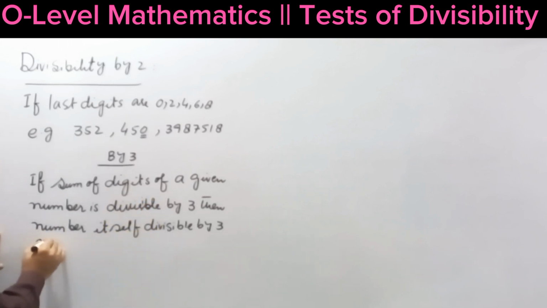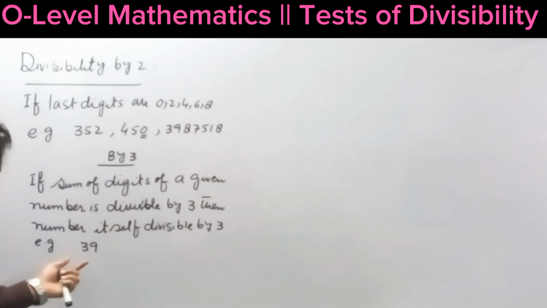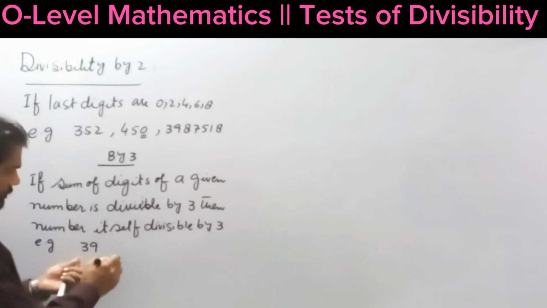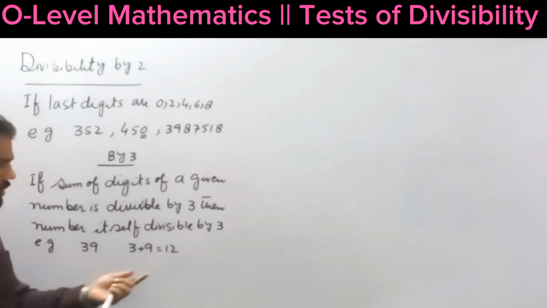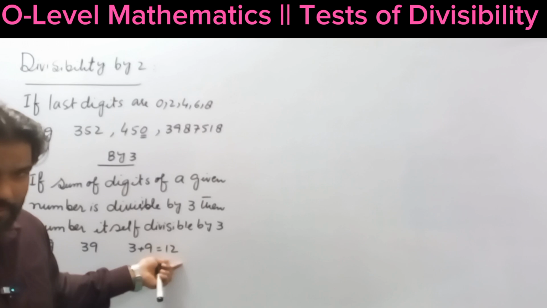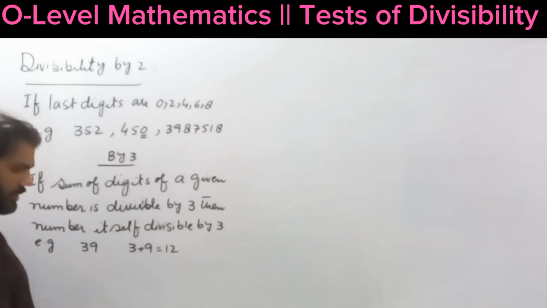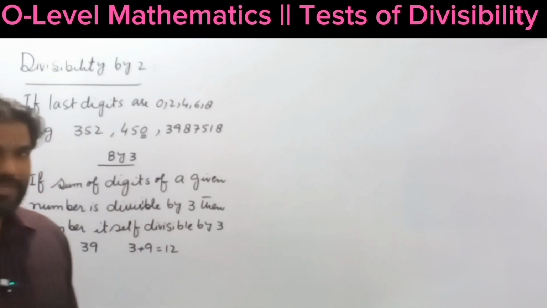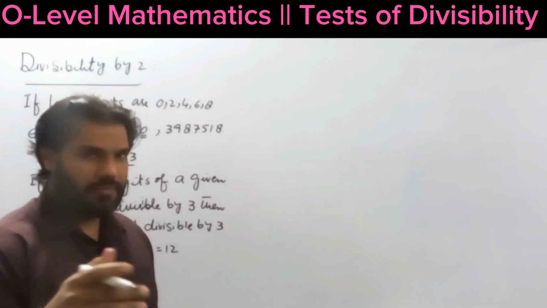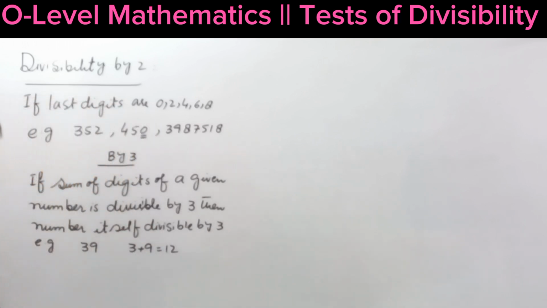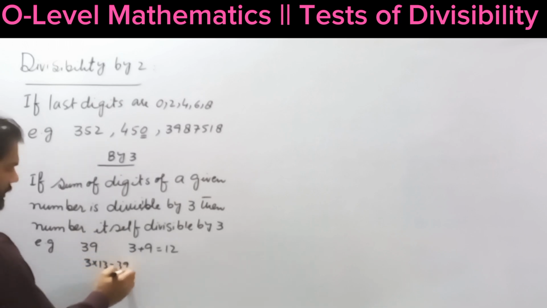For example, take 39. You can see that if you sum the digits of the number 39, that is 3 plus 9, which is equal to 12. Now as 12 is divisible by 3, the number 39 is divisible by 3. You know, when you divide 39 by 3, you get quotient 13, that is 3 times 13 equals 39.